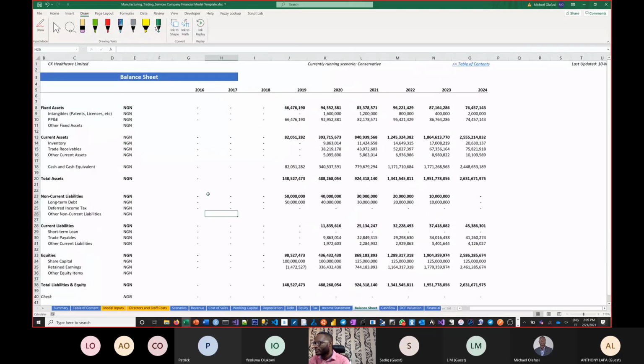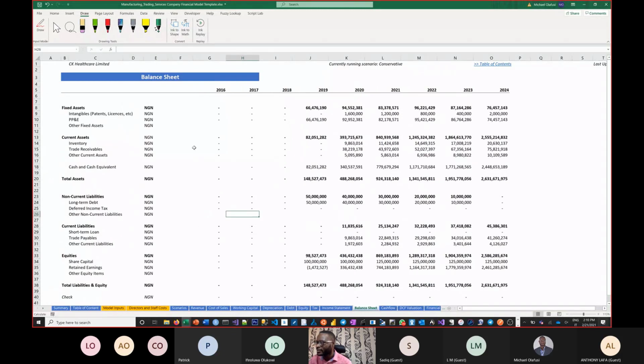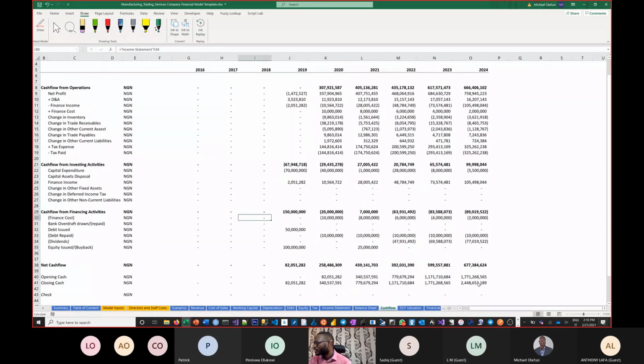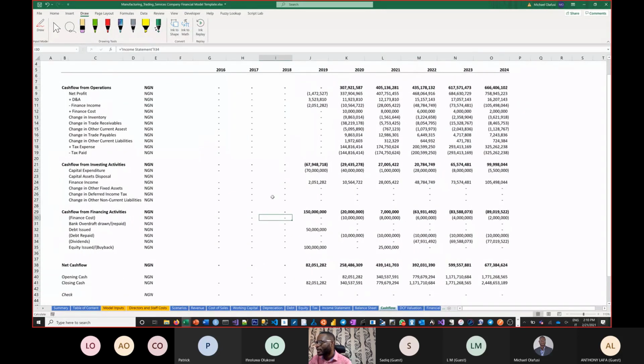Again, the balance sheet follows the typical arrangement approach: the non-current assets, the current assets, the non-current liabilities, the current liabilities, the equities, and it's also got the cash flow. Again, the cash flow is very much the conventional approach: the cash flow from operations, the cash flow from investing, the cash flow from financing, okay?